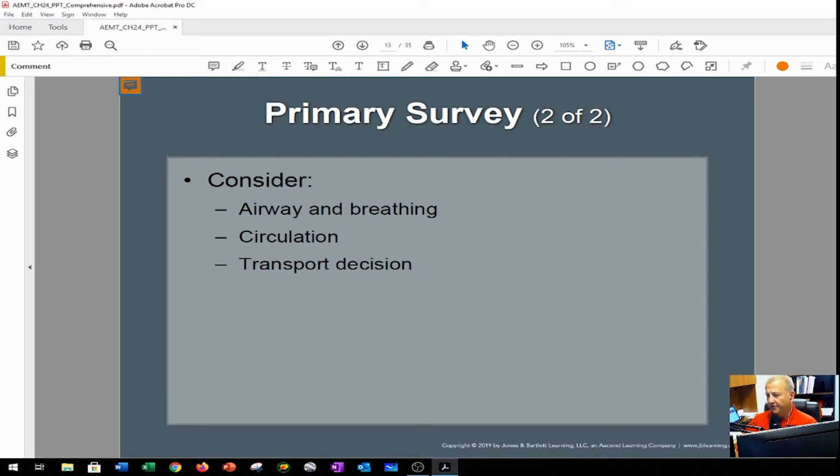We're always going to consider ABCs. That's just what we're going to do. We're always doing that. We can do that from talking to the patient.